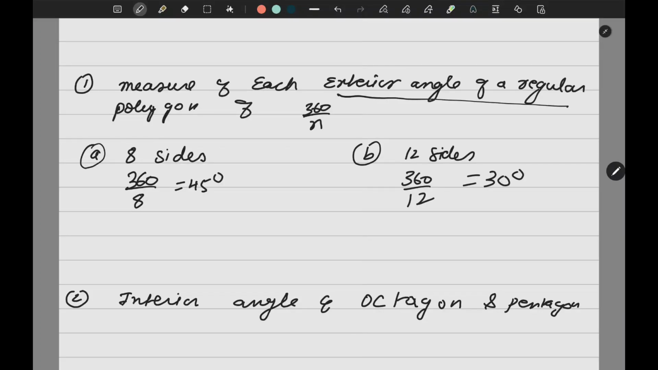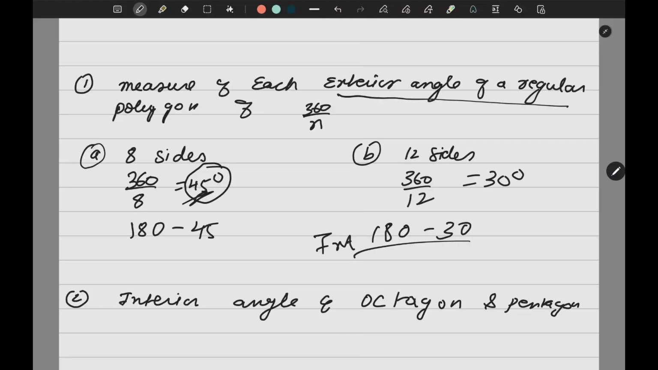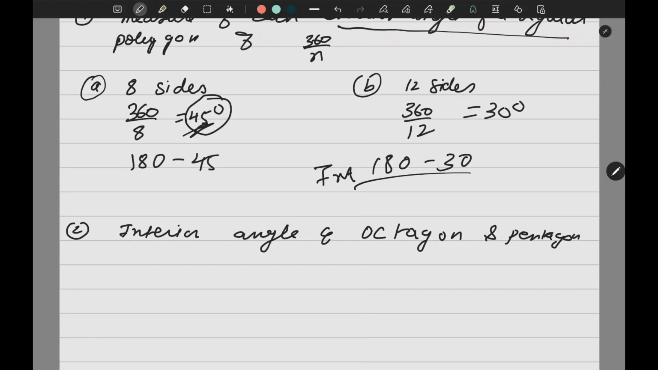Now same way, if I am asked the interior angle in this case, if the exterior angle is 45, the interior angle will be 180 minus 45. Here also, 180 minus 30 will give me the interior angle. Correct? Now here they are asking to find the interior angle of an octagon and a pentagon. Octagon means 8 sides, so this case only. And pentagon means 5 sides. So first I will do 360 upon 5. That will give me the exterior angle.